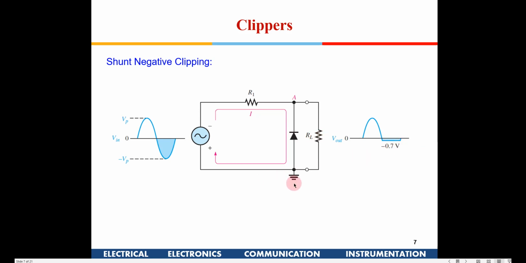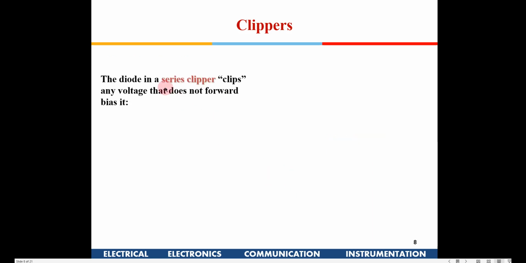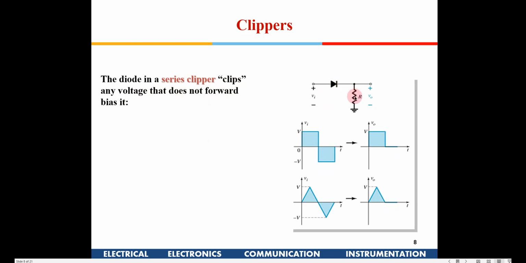So this is known as shunt negative clipping. Now the diode in series clipper clips any voltage that does not forward bias it. So that means this is a diode, and now if you see a square pulse is applied here in this particular case. When it is forward biased, it allows that signal to pass, and that is in a series clipper. When the diode is reverse biased, it's not going to pass anything, so you have nothing available here, right? So the shape of the signal doesn't matter.